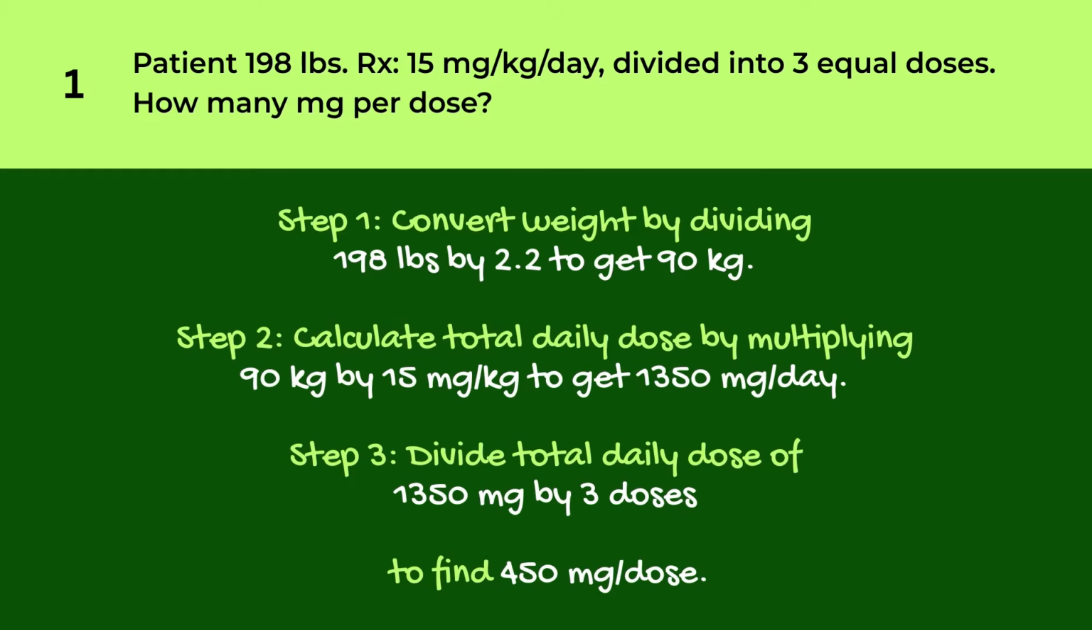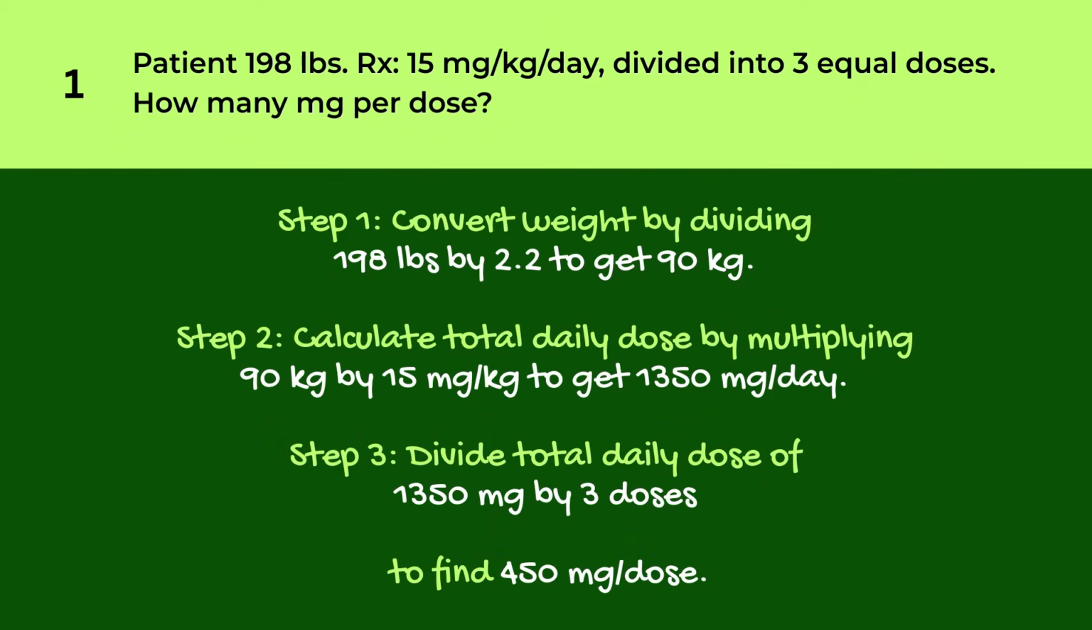All right, let's break down the calculation. The first step we need to do is conversion. We take 198 pounds and divide by 2.2 to get 90 kilograms. Then, to calculate the total daily dose, we take 90 kilograms and multiply it by 15 milligrams per kilogram, which equals 1350 milligrams per day. Finally, we divide that total daily dose of 1350 milligrams by 3 doses to find the amount per dose, which is 450 milligrams. So our calculated answer is 450 milligrams.